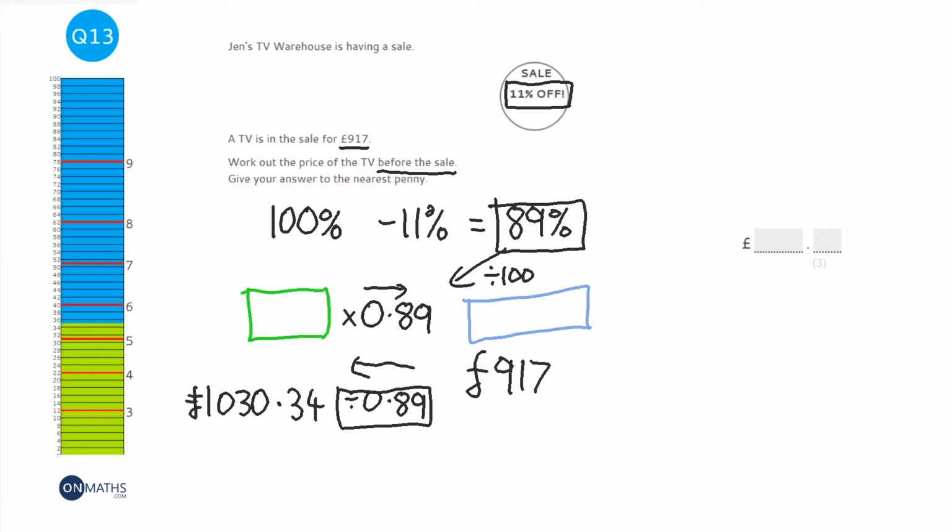So I've rounded that to the nearest penny, because the next one along, it's 337, so the 7 pushes that 3 up to a 4. And so that's going to be 1030 pounds 34. Let's see if that makes sense. Well, it kind of makes sense that it's gone down a little bit to 917 pounds. We'd expect the price before the sale to be higher than the price on the sale. Something you can do to check that it works is you can then times the answer by 0.89, and there we go, we get 917, so it completely makes sense.